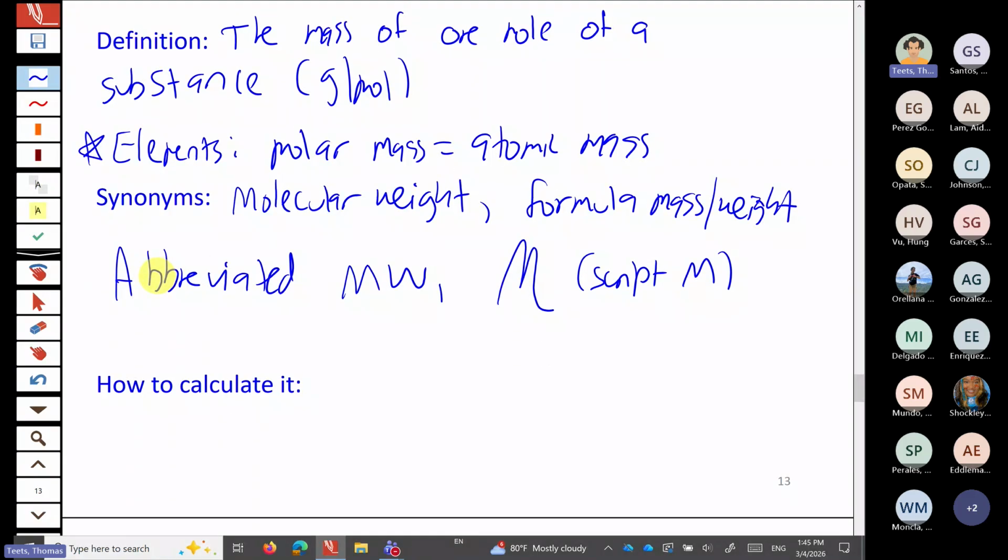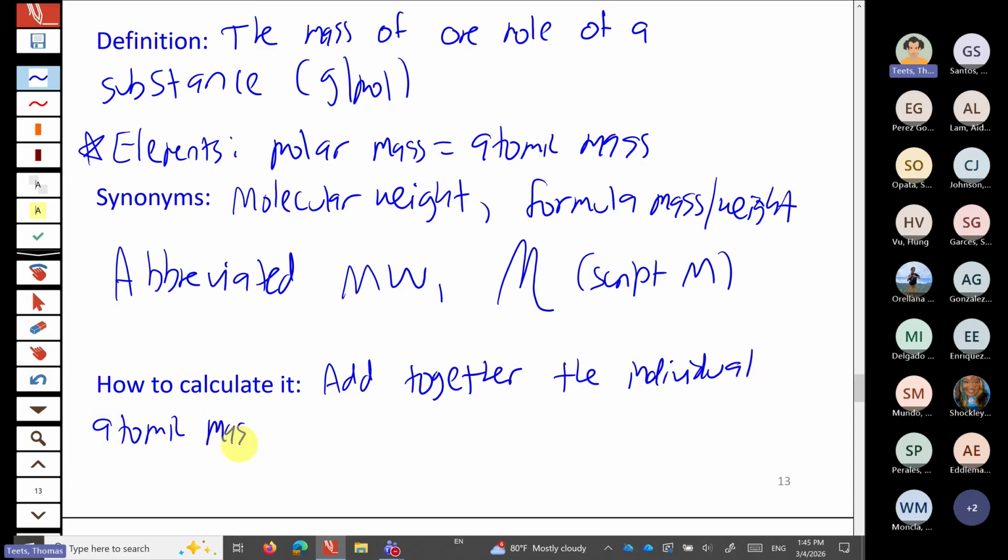Now, the way we calculate it is actually quite simple. It's nice for elements because you can just go to the periodic table, look up the atomic mass, and that tells you the mass of 1 mole of that substance. For chemical compounds that have more than one element in the formula, it's pretty easy to get the analogous quantity, which is just to add together all the individual atomic masses that are in that formula. There's a little bit of effort that goes into that. If we don't give you the molar mass of something, you have to calculate it yourself, by adding up the individual atomic masses from the chemical formula.